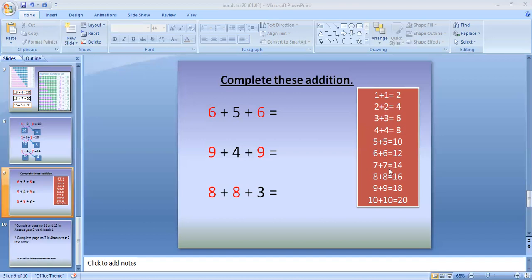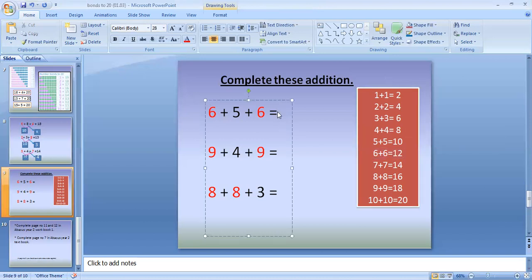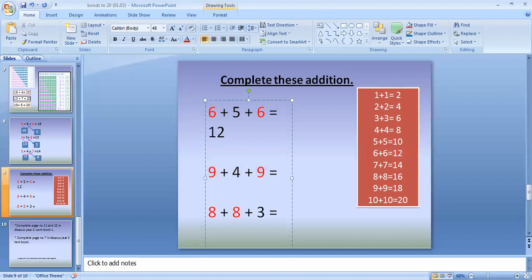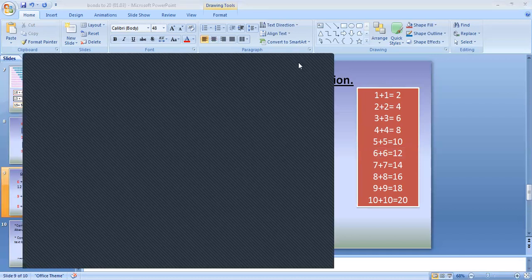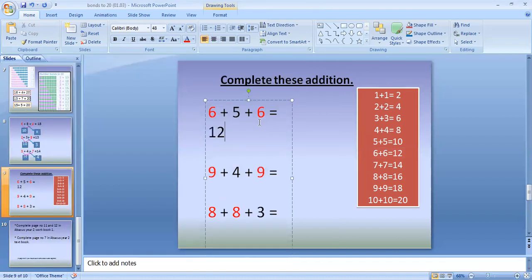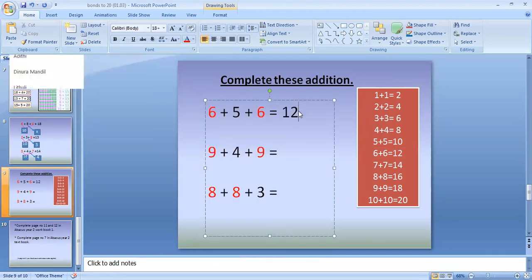By looking at this table only, we are going to find the answer for here, right? 6 plus 5 plus 6. The one number we have written 2 times, so we are going to find the answer 6 plus 6. Where is it? Here. 12. 6 plus 6 equals 12. Now we are going to write 2. The second one is 18. 5 is here.